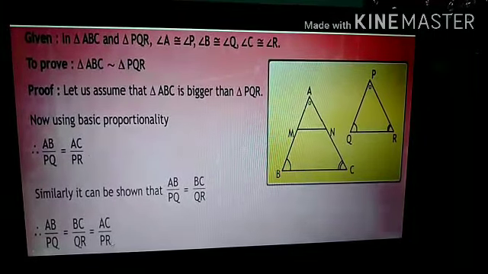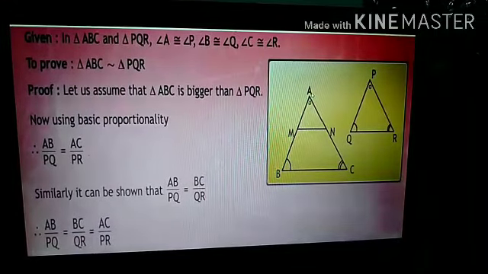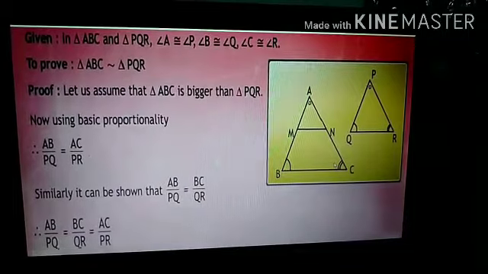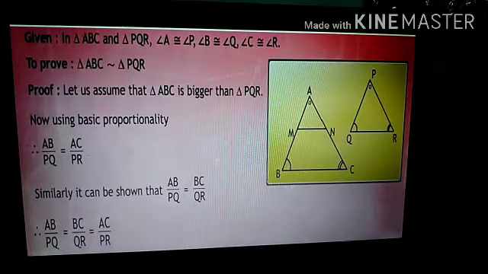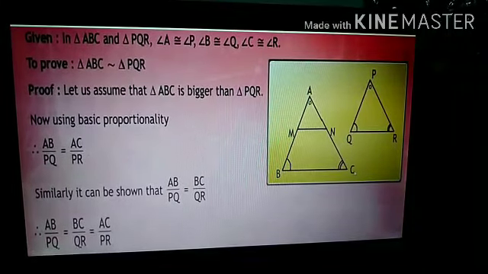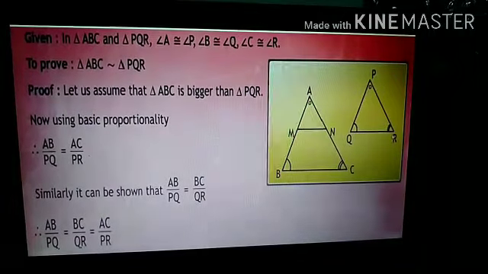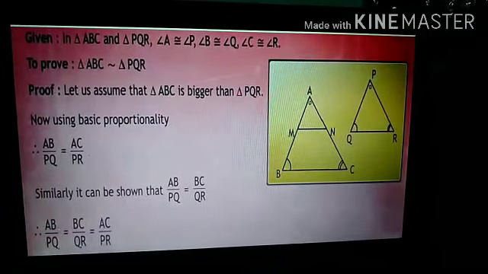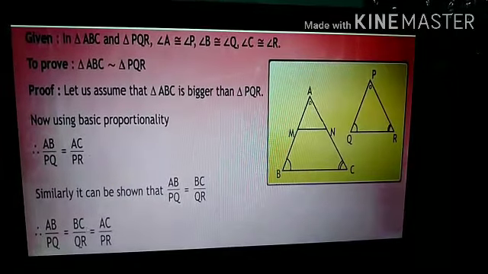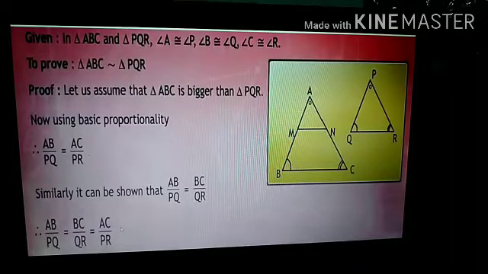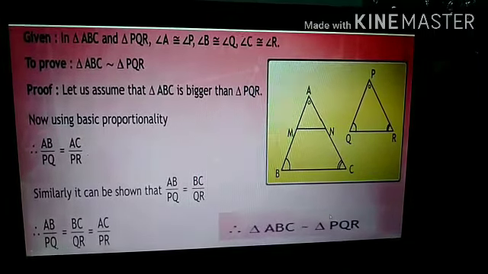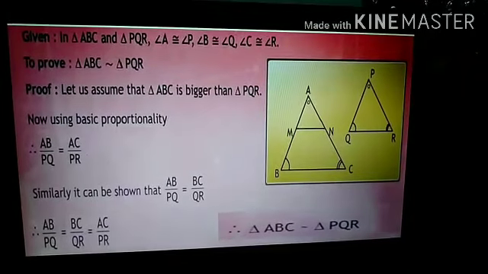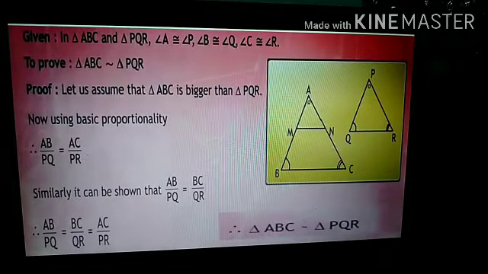In short, what we have proved is we have proved all the angles of triangle ABC are congruent to the corresponding angles of triangle PQR, as well as the sides of triangle ABC and sides of triangle PQR are in proportion by the ratio AB upon PQ is equal to BC upon QR is equal to AC upon PR. Therefore, triangle ABC is similar to triangle PQR. Hence proving the AAA test of similarity.